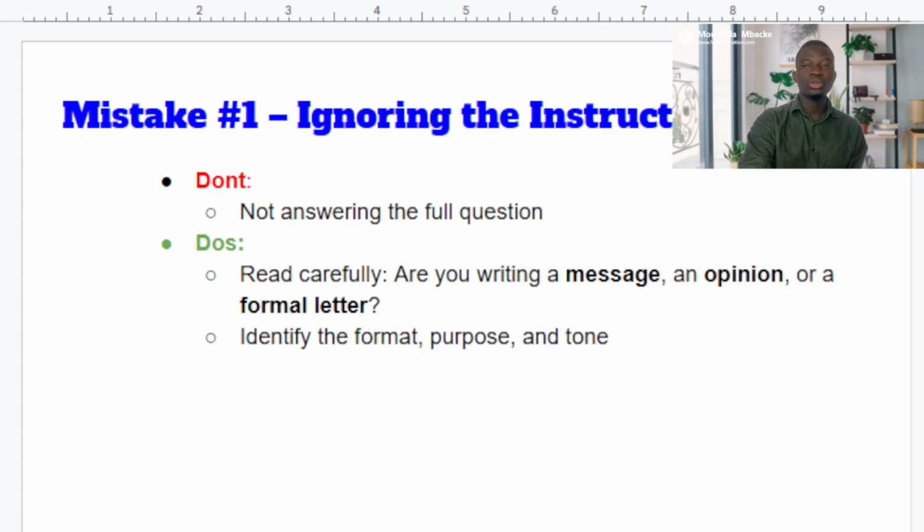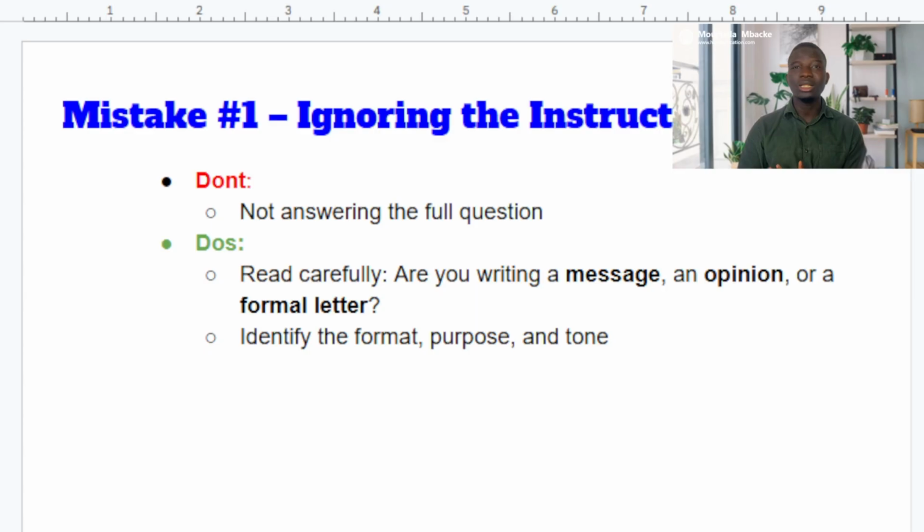Number one is ignoring the instruction. It falls under category number three, which is misunderstanding the task. Here, the don't is to not answer the question fully. For example, if they ask you to write your opinion about something and give examples, and you just write your opinion without giving examples, in that case you did not follow the instruction. So following the instruction is extremely important.